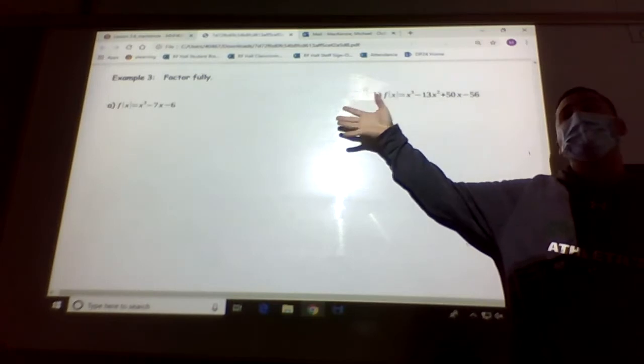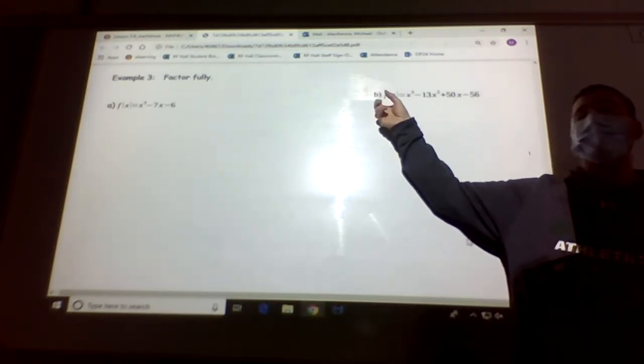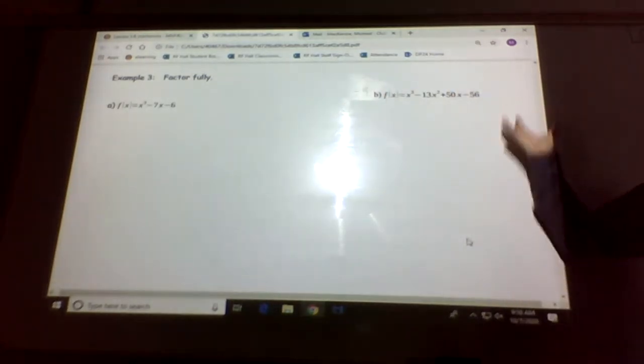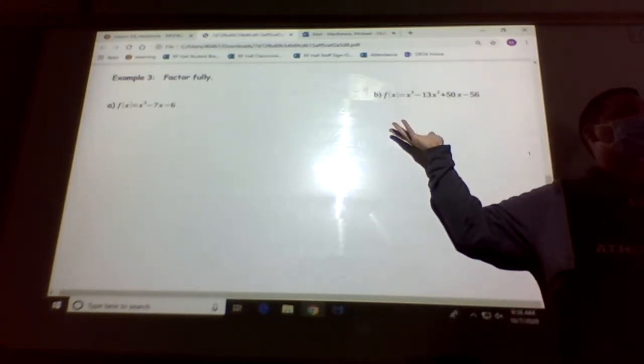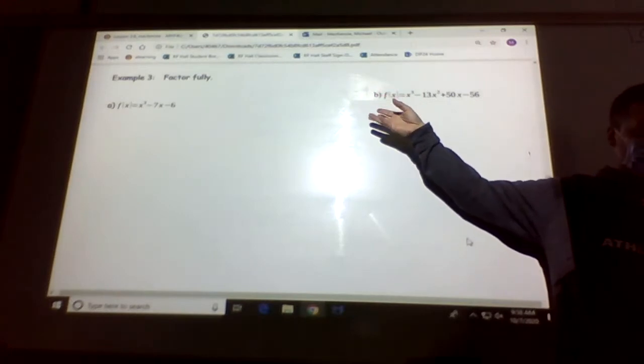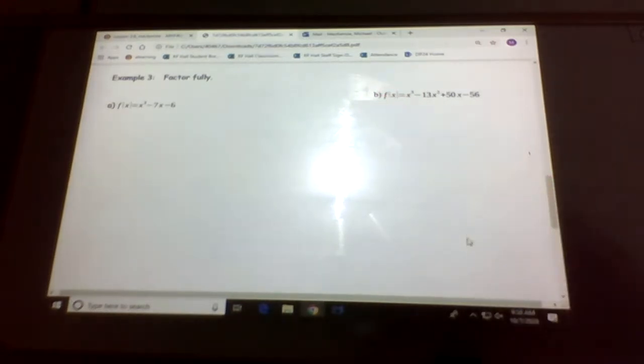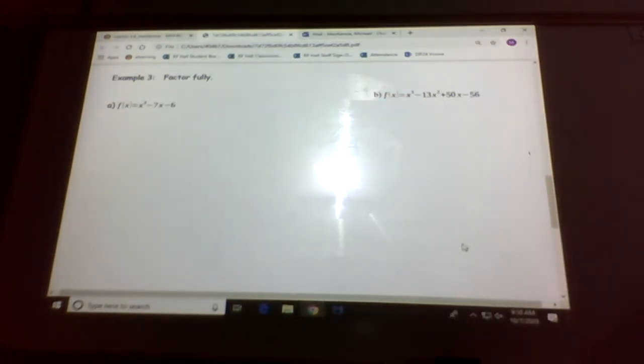Okay, so what we just did, they give you the dividend, and they give you the divisor, and they say, see if it's a factor. And this one now, we don't have a divisor, so it wants us to factor. So we're going to have to come up with the divisor. I'll show you how to do that.